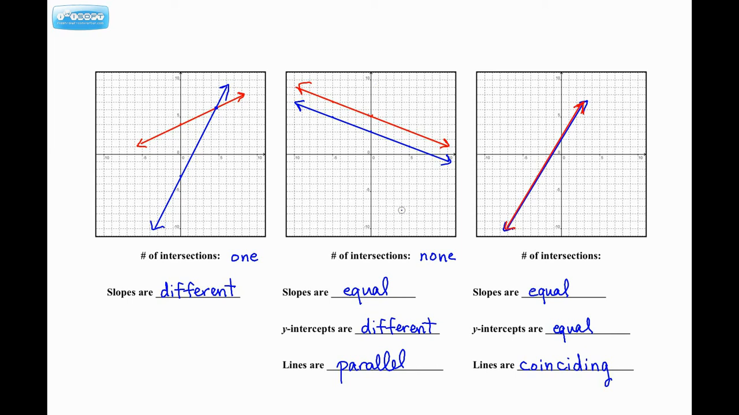How many solutions are there to this system? Well, there are none, because the lines are parallel. They will never touch. Okay? When two lines are coinciding, it just means one is right on top of the other. There are infinitely many solutions, okay? Because any point on one line also satisfies the other.